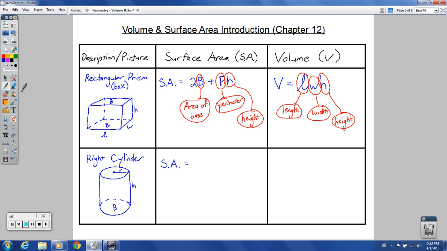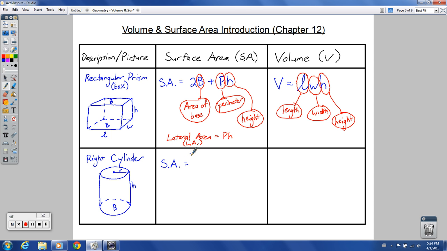which reminds me, I wanted to say one more thing about this up here, that these 2 together, the P and the H together, is your lateral area. So let's write that down underneath here. Lateral area is just the P times H part. And sometimes you'll see lateral area referred to as LA. So lateral area, P times H.